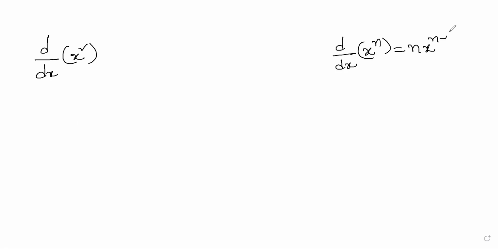So the extensions: remember d by dx of, suppose, x square I am doing. Let's write the formula aside: d by dx of x power n is n into x power n minus 1. The value of n here is 2. Just substitute that: 2 into x power 2 minus 1. So d by dx of x square is 2x.